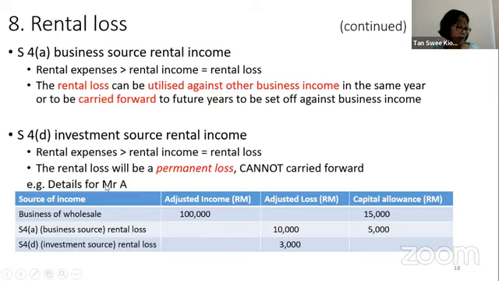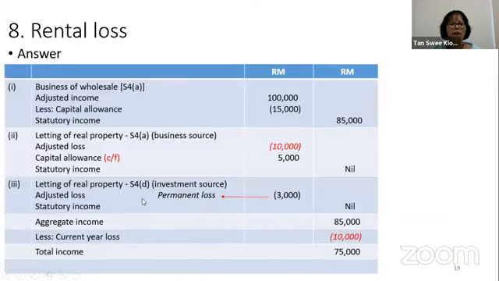Now we look into this example. Mr. A has business wholesale income of 100,000. He also has a rental loss from business source of 10,000, and a rental loss from section 4D investment source of 3,000. Under the wholesale business, he has capital allowance of 15,000. Under section 4A business source, he has capital allowance of 5,000. Capital allowance is a tax relief on the capital expenditure the landlord incurred. It is deductible for these two. So now we look at the solution. Business of wholesale, you have 100,000 adjusted income, less capital allowance, giving statutory income of 85,000. For section 4A, it makes a loss, doesn't it? So it makes a loss, you have no statutory income, no income, not a loss.